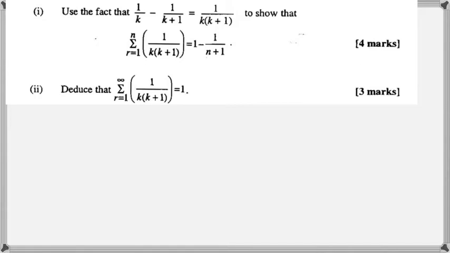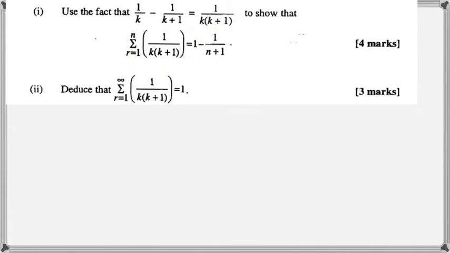So part 1 of this question is saying, use the fact that 1 on K minus 1 on K plus 1 is equal to 1 on K by K plus 1 to show that the sum from R equals 1 to N of 1 on K by K plus 1 is equal to 1 minus 1 on N plus 1. So they want us to use this fact to show that this here is equal to this.